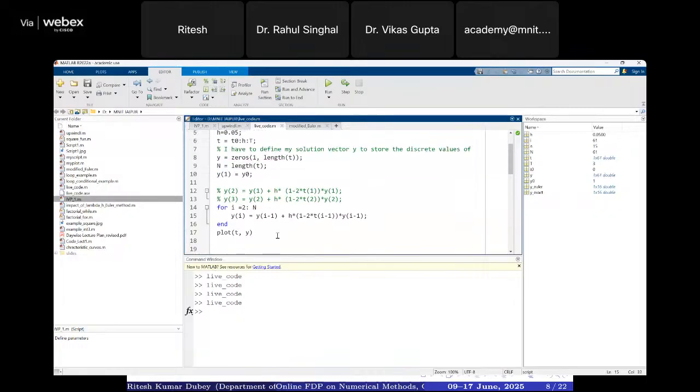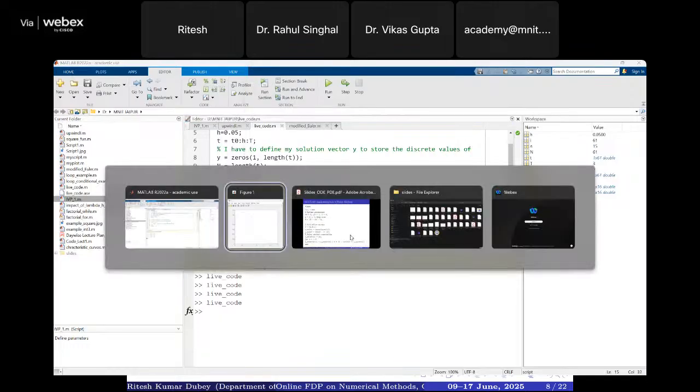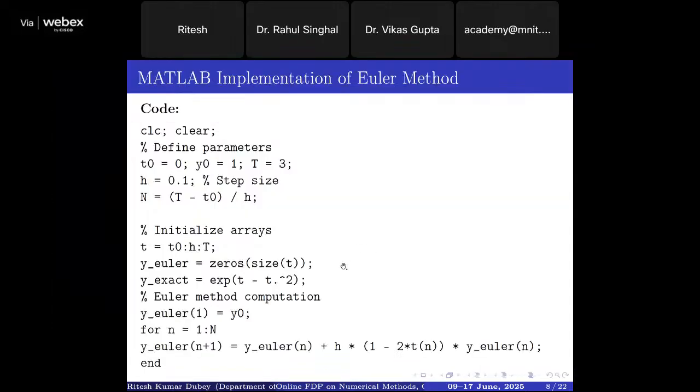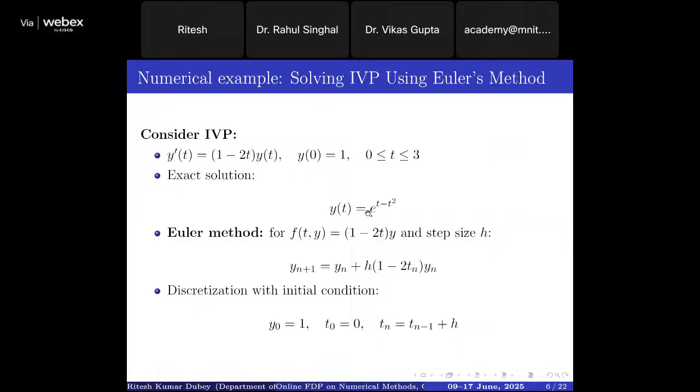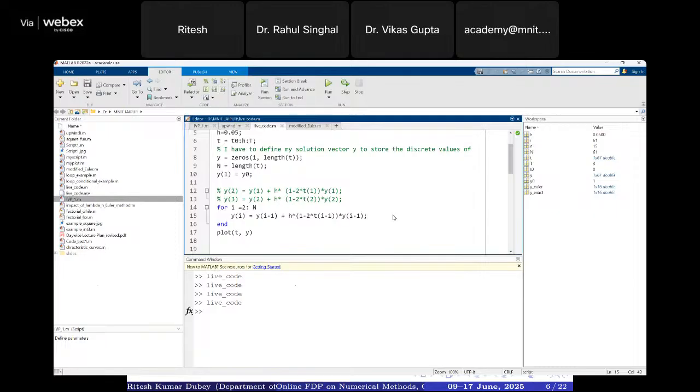In fact, you can write the code for the exact solution also. Exact solution can be computed by the formula given here, y equal to e to the power t minus t square. So we can write here y exact. Okay, we can write directly using the vectorized functionality. So I can calculate here ye is equal to MATLAB exponential t minus t, vectorized calculation.